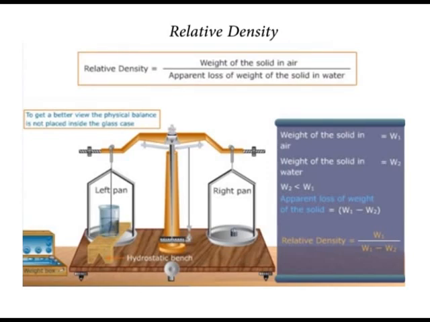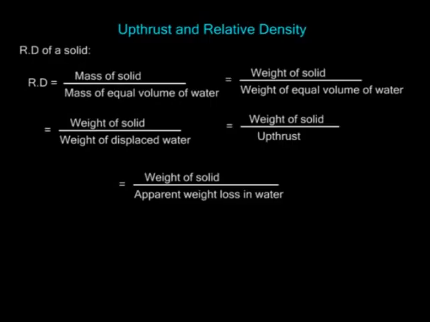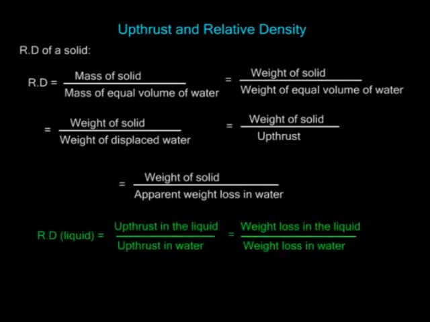For a liquid, repeat the same experiment using water and the liquid whose relative density you wish to determine. Find the apparent loss of the solid in water and liquid and calculate the relative density of the liquid using the formula. Relative density is equal to upthrust in liquid over the upthrust in water, which is equal to the weight loss in liquid over the weight loss in water.